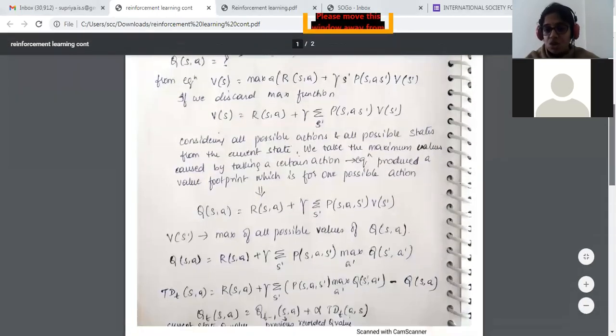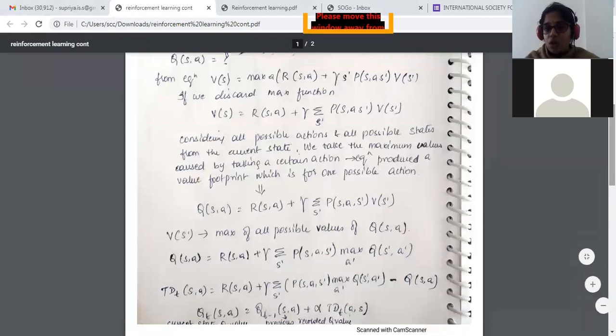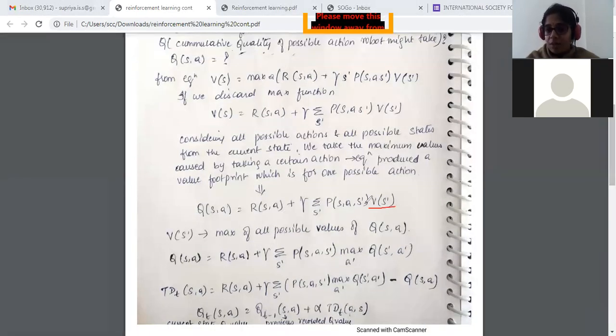Only one step change. Rather than calculating the value of S, I'm using the value of S and I've got the quality of this. From this quality, I am going to replace that with the maximum of Q of S dash and A dash. The maximum of 4, whatever 4 values that I had, right? From that maximum of 4, I'm going to give Q of S comma A. The center portion of that value Q of S comma A is going to be the same operation that I perform, only taking the maximum of the 4 values.